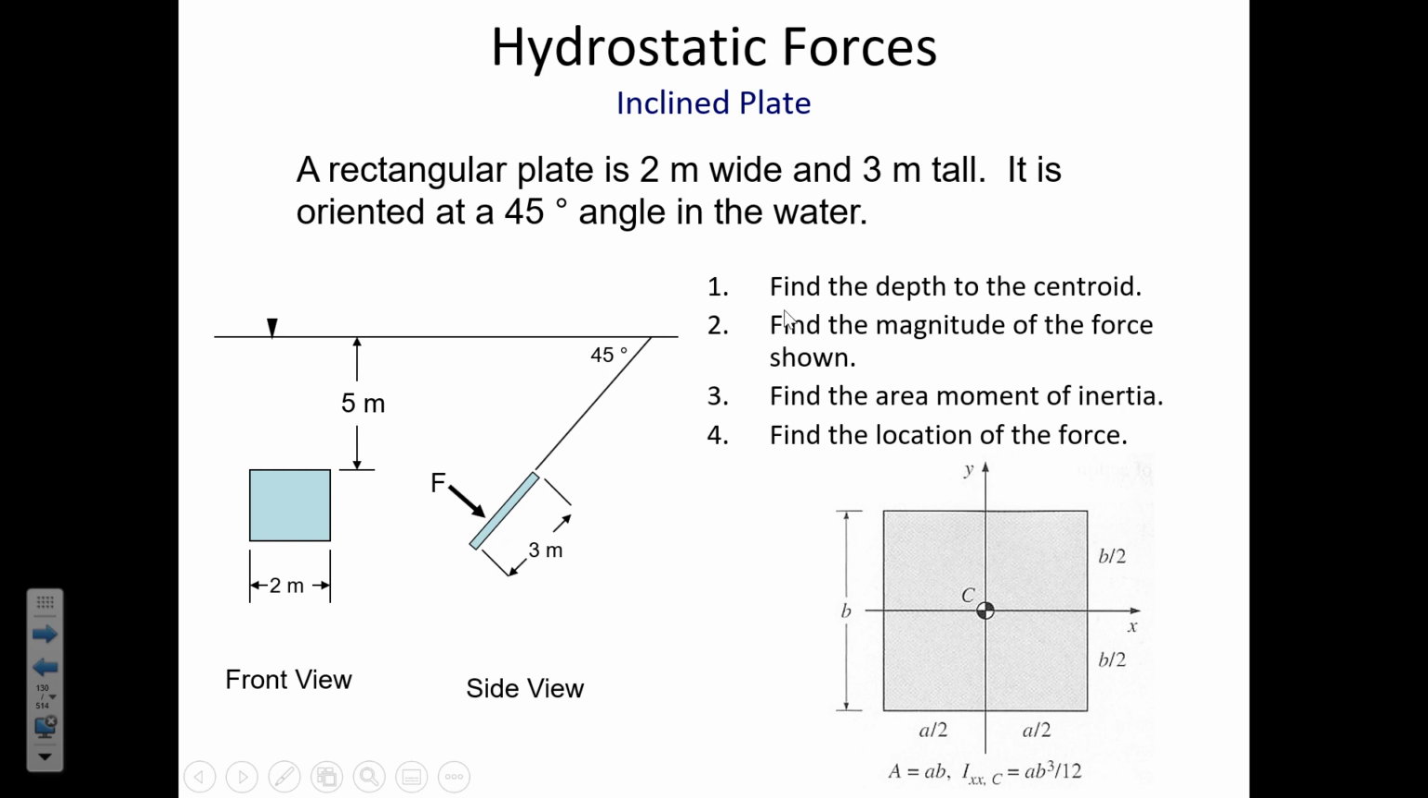We're going to go through a similar process. We'll find the depth to the centroid, so delta H. We'll calculate the magnitude of the force. Now we know the magnitude of the force is the pressure at the centroid times the area, so we'll skip the intermediate step of calculating the pressure at the centroid separately. Okay, so find the magnitude of the force, determine the area moment of inertia, and the location of the force.